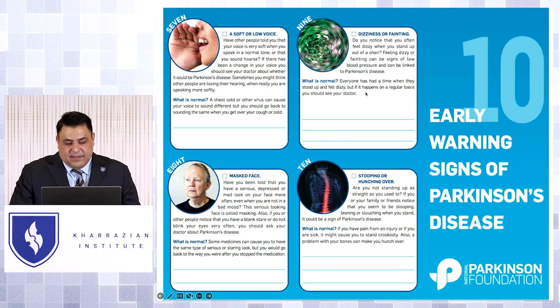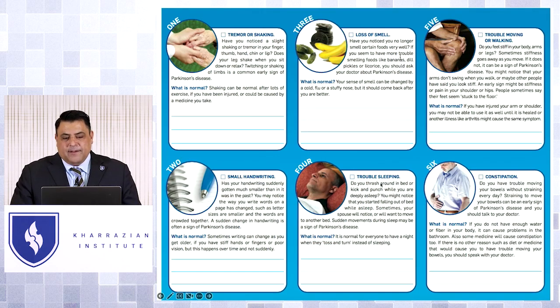Dizziness and fainting is a common thing. Hunching over is really when they've progressed. You see people that lose their postural reflexes and start to bend forward. Loss of smell is another one. Peppermint, anise, and coffee are the most common smells they lose. Tremor or shaking is like end stage. If you're waiting to see tremors, you're going to miss most of your Parkinson's disease until it's too late.